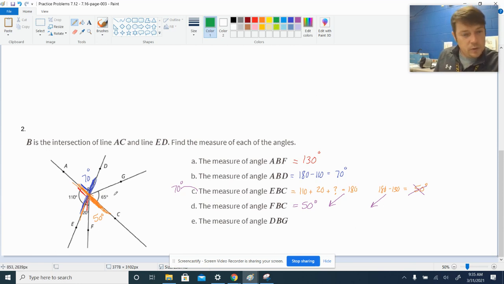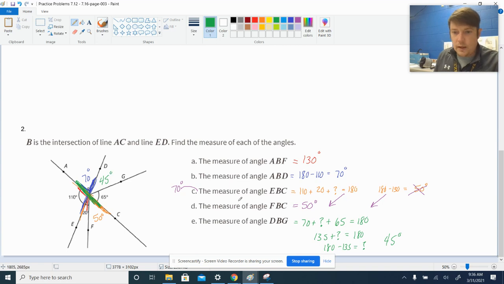Okay, next one, last one, measure of angle DBG. DBG is right here, okay? And we don't have anything vertical to it, so we really need to focus on the supplementary action that's here. 70 plus our angle plus 65 all line up on that straight line, so they equal 180. When you combine these, you get 135 plus mystery angle equals 180. So 180 minus 135 gives us our mystery angle. And counting up, 5 gets me to 140, and 40 more, so 45. This one would be 45 degrees for this one.